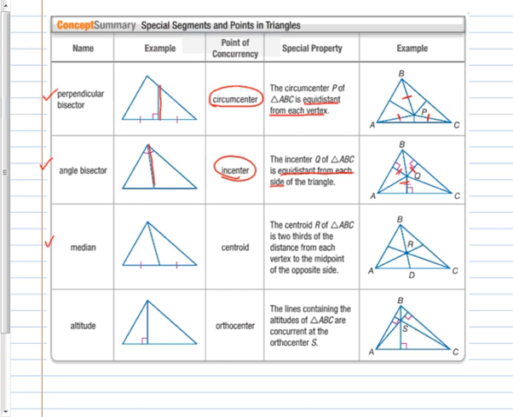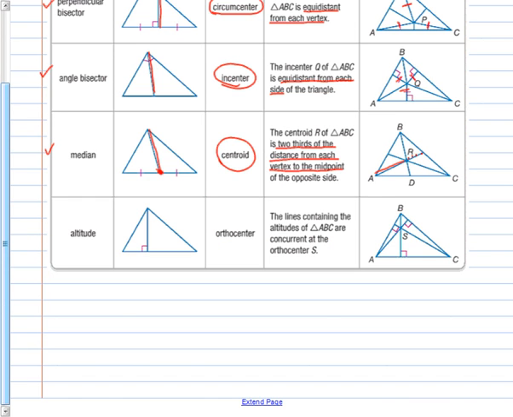Today, we learned what a median was. A median goes from a vertex to the midpoint of the opposite side. And if we do all three of them, they are concurrent at a point. That point is called the centroid. And we learned that that makes it 2/3 of the distance from each vertex to the midpoint. So when I go from here to here, that's 2/3 of the whole distance across. And that centroid has something special about it. What's special about the centroid? Balancing point.